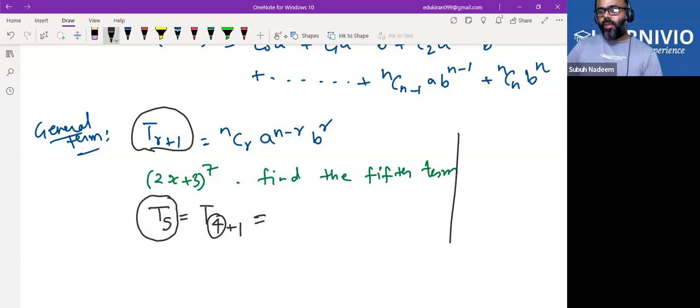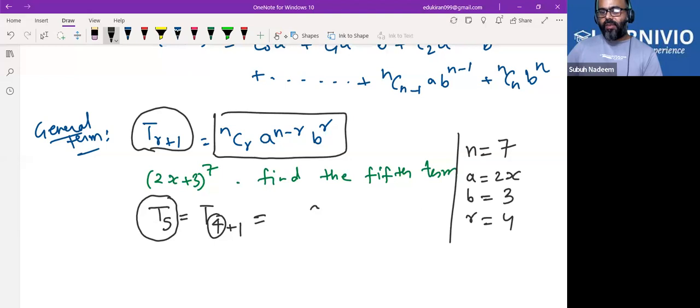So you have to just see that r is 4. Now you have n as 7, that is the power of this (a plus b) to the power n, a as 2x, b as 3, and r as 4. So you all have this. Now you can just put these values here and see what you are getting. Have you understood how we have related this with the given formula?